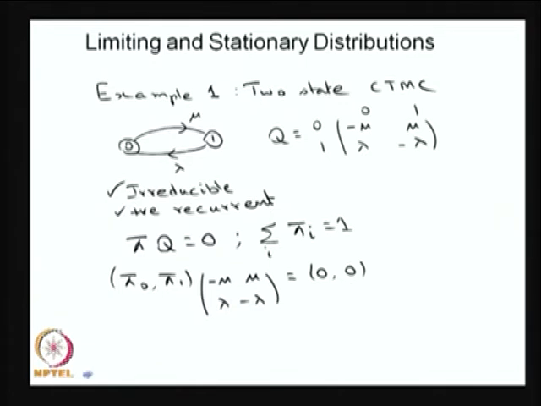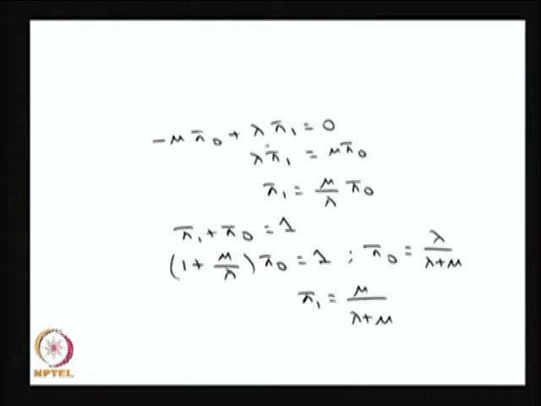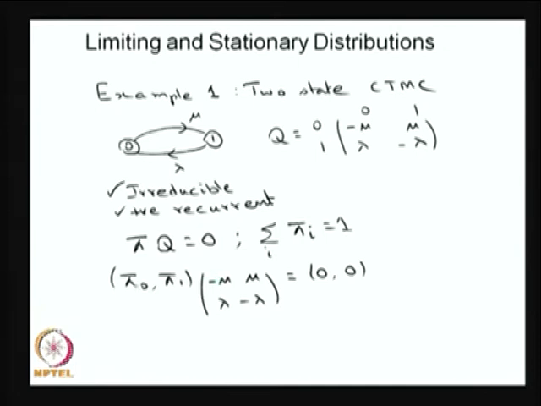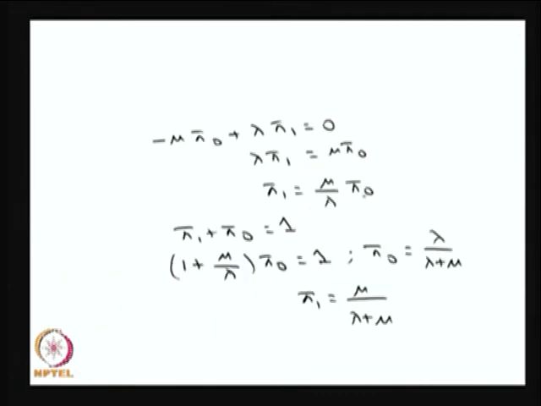Therefore, if I take the first equation, I will get minus mu times pi naught plus lambda times pi 1 is equal to 0. From this I can get pi 1 in terms of pi naught. Since it is a homogeneous equation, I have to use a non-homogeneous or normalizing condition, summation of pi a is equal to 1. So, using that I will get pi naught is equal to lambda divided by lambda plus mu. Once I know pi naught, then pi 1 is equal to mu divided by lambda plus mu. So, this is the stationary distribution as well as the limiting distribution, because it satisfies both the conditions.